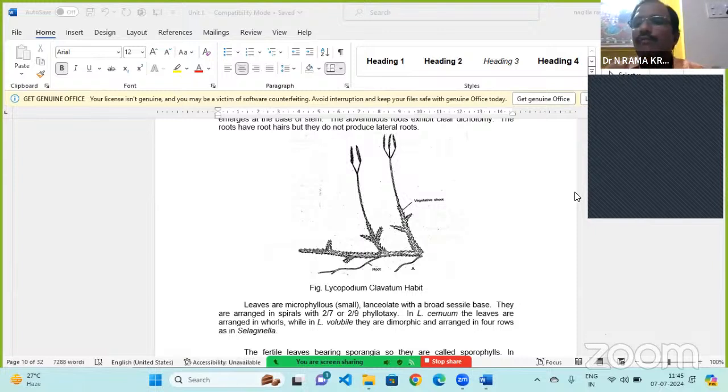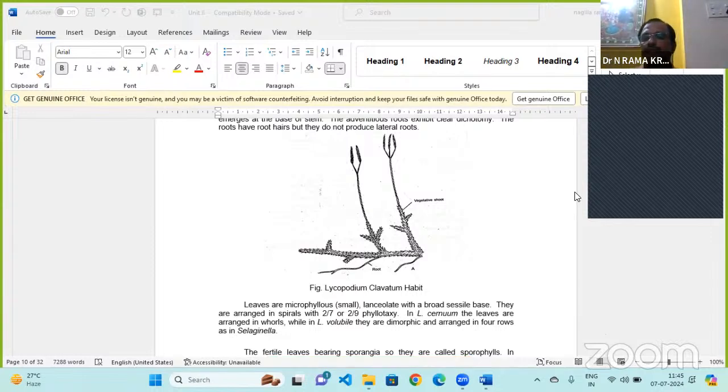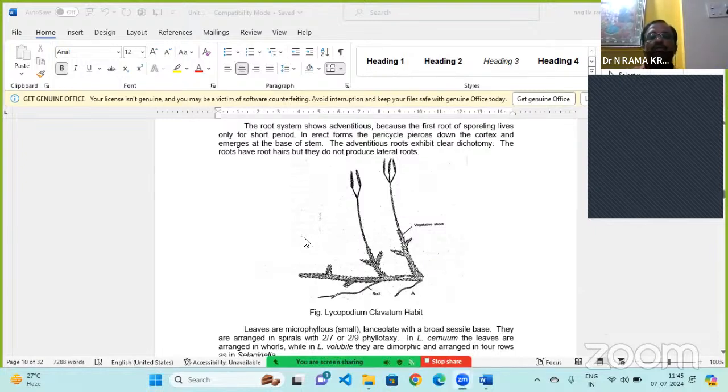Generally we know very well the cryptogams are divided into three categories: Thallophyta, Bryophyta, and Pteridophyta. Pteridophyta is the last group. It is an advanced group of the entire cryptogams. That's why we say this is an advanced group of plants. Now you see, we are discussing a few general characters of pteridophytes.